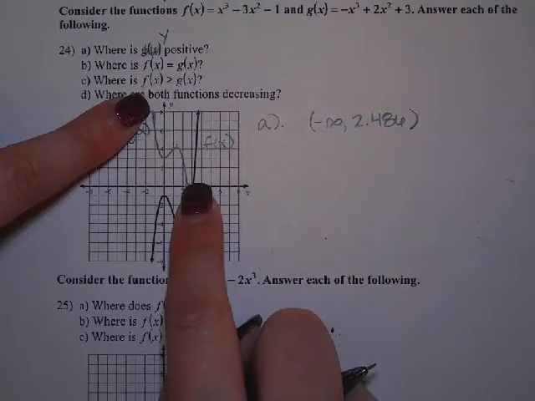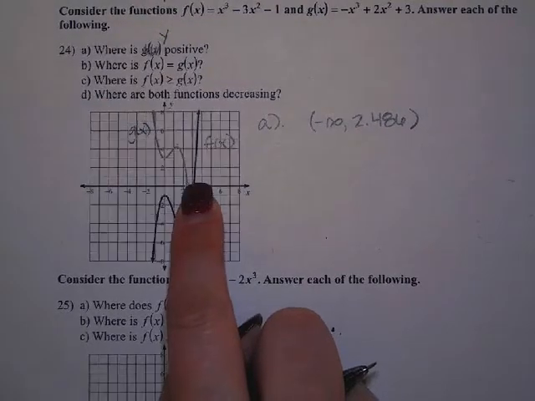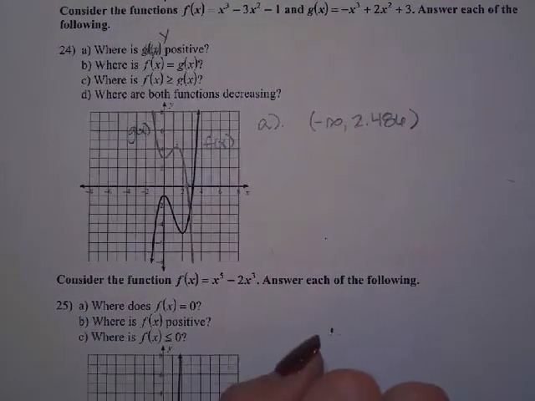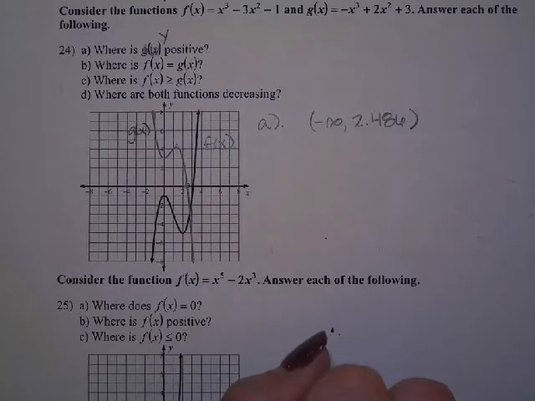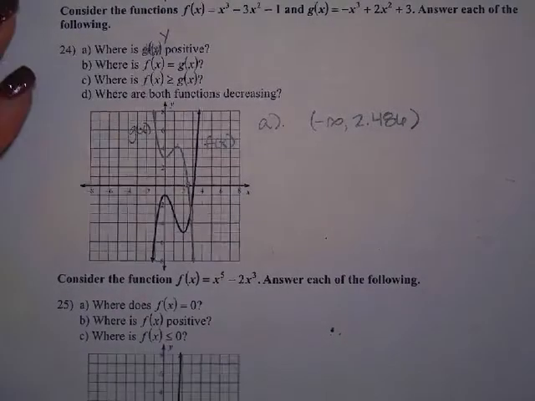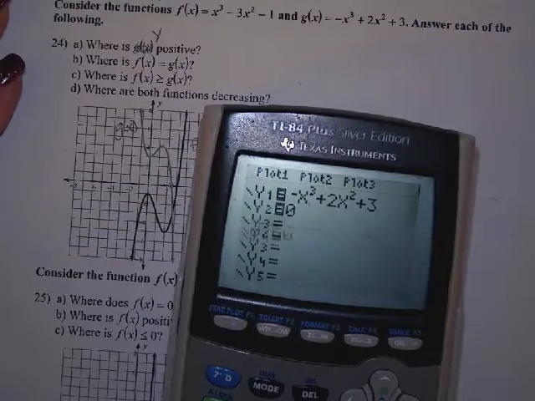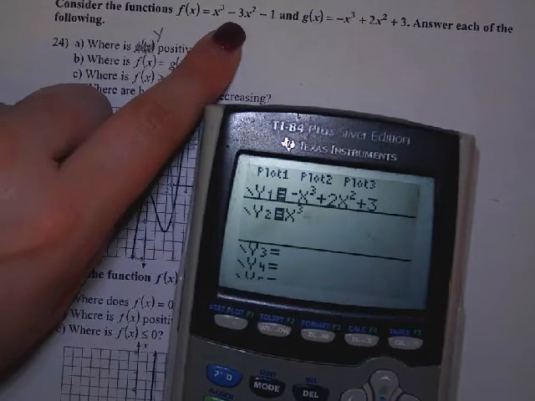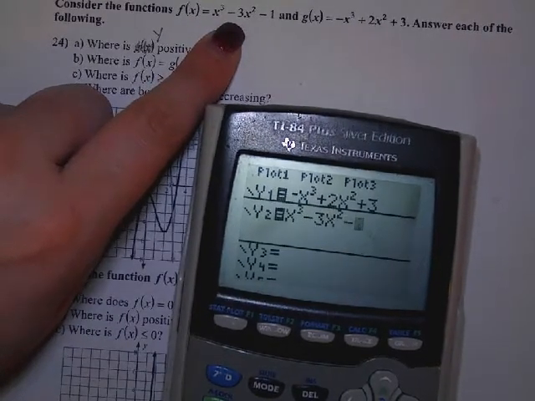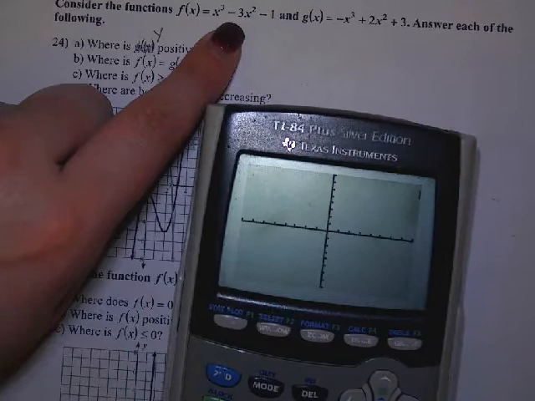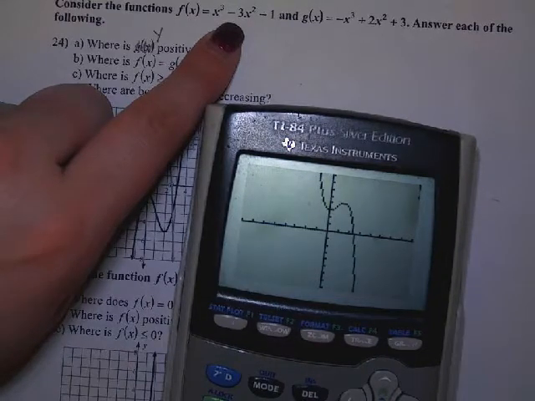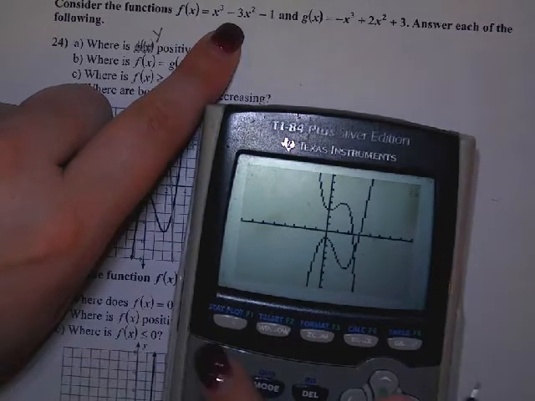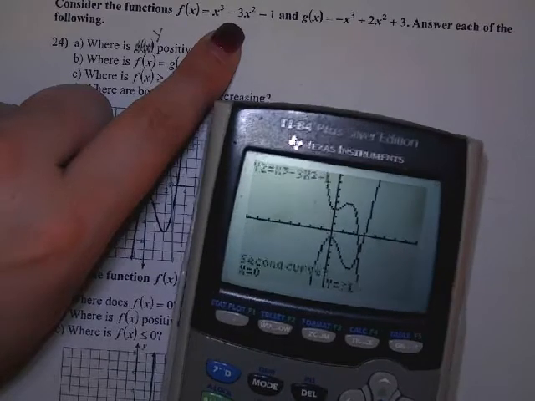Okay. Where is f of x equal to g of x? What do we have to do? Find the intersection, graph both of them, find the intersection. Okay, so x to the third minus 3x squared minus 1. And then what do I do? Yep, second trace, number 5. Enter, enter, enter.